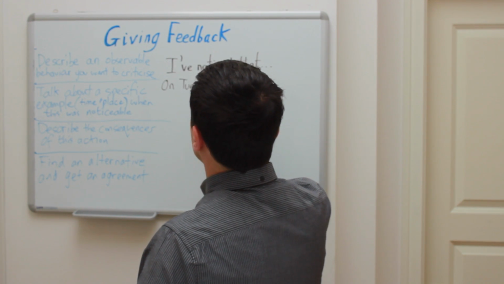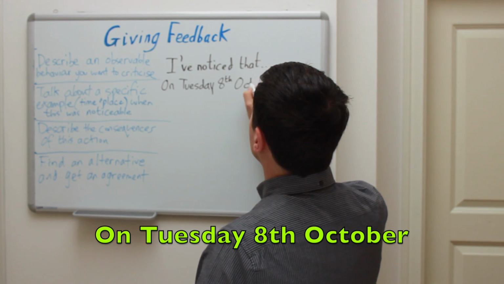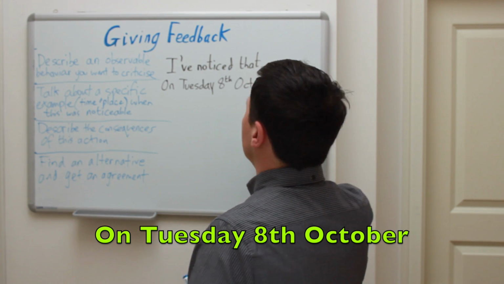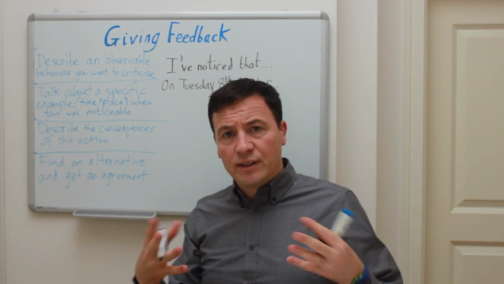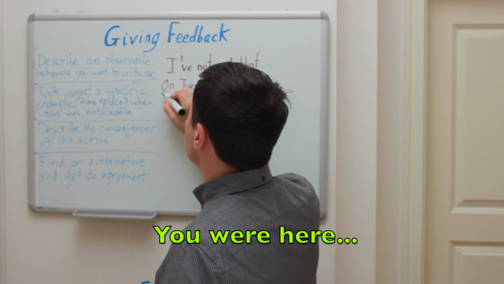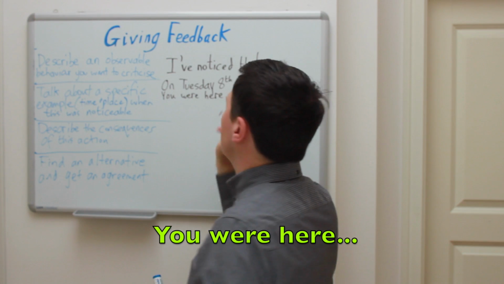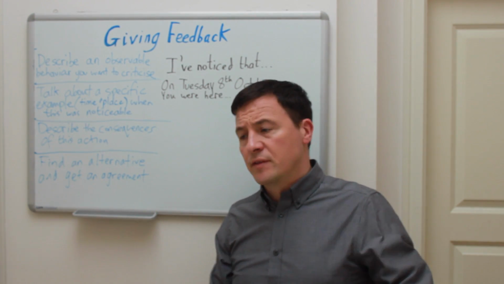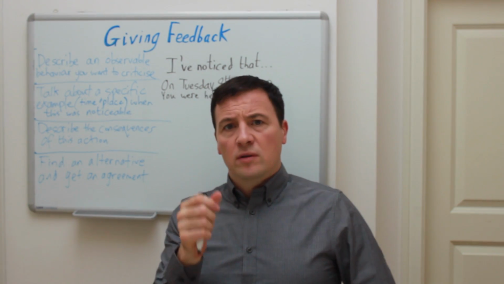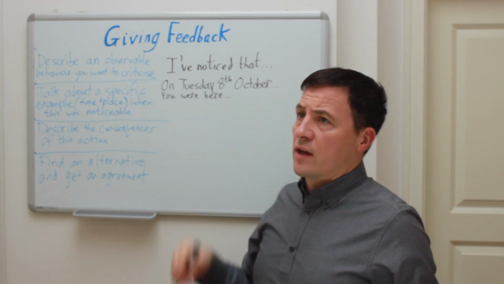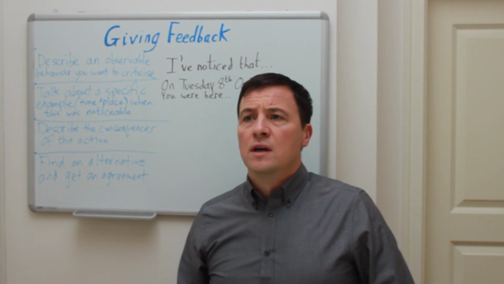So talking about a time, on Tuesday the 8th of October, you were here in the office, or you were working an early shift here, talking about the place. And now, a specific example of this behavior that you want to criticize. So on Tuesday the 8th of October, you were here.